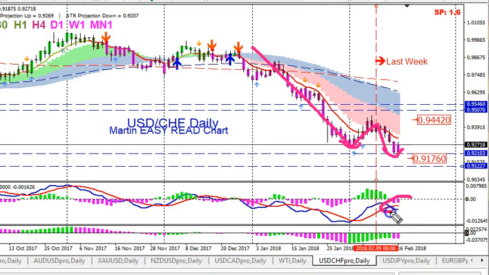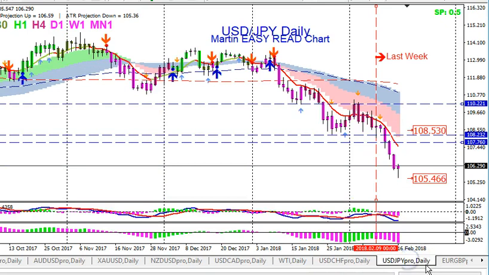We already have pink here, we have pink here. So if you think price is going to go lower, look at sells below 0.9176. And if you think price is going to go higher, you want to wait till price clears this area and above 0.9442.